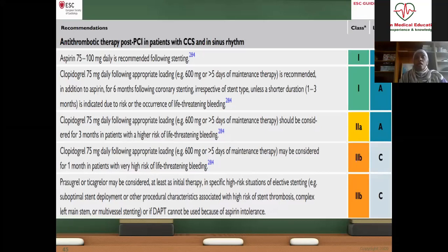And class 2A, clopidogrel is recommended, of course, following the loading dose. Or if the patient had a maintenance dose for more than 5 days, this is also equivalent to the loading dose of 600 milligram. So you should consider clopidogrel for 3 months in patients with high risk of life-threatening bleeding. This is 2A, okay? And 2B, you may consider clopidogrel for about 1 month with very high risk of life-threatening bleeding, okay?